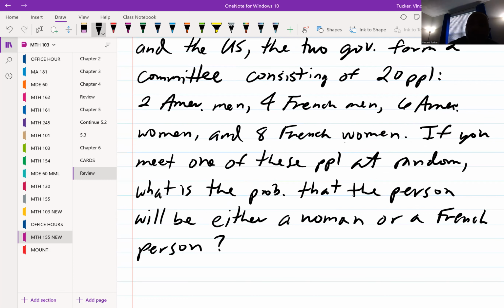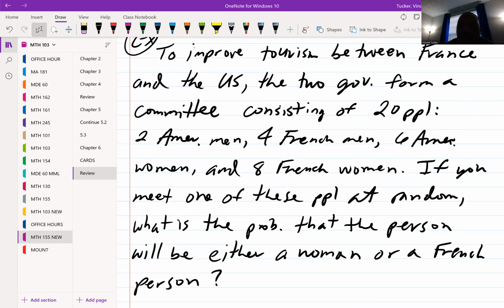All right, so to improve tourism between France and the US, the two governments form a committee consisting of 20 people: two American men, four French men, six American women, and eight French women. If you meet one of these people at random, what is the probability that the person will be either a woman or a French person?